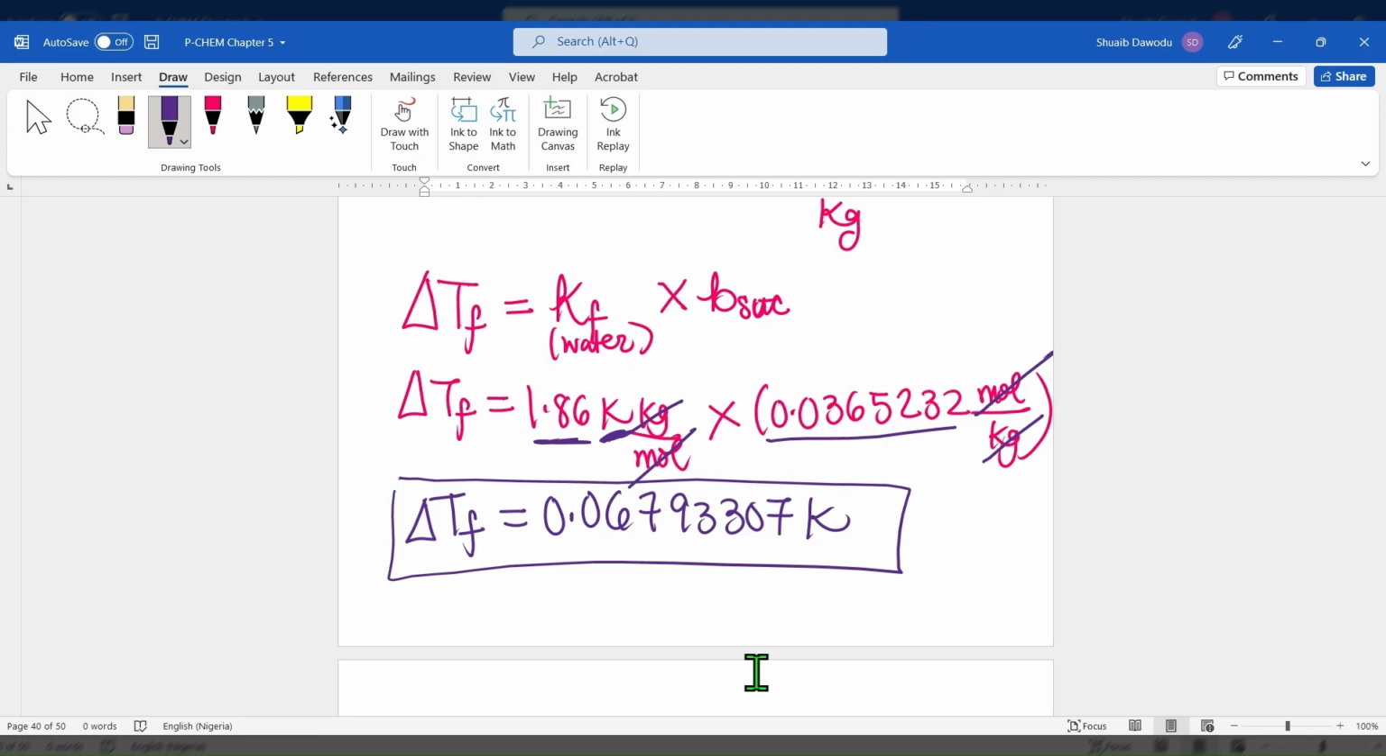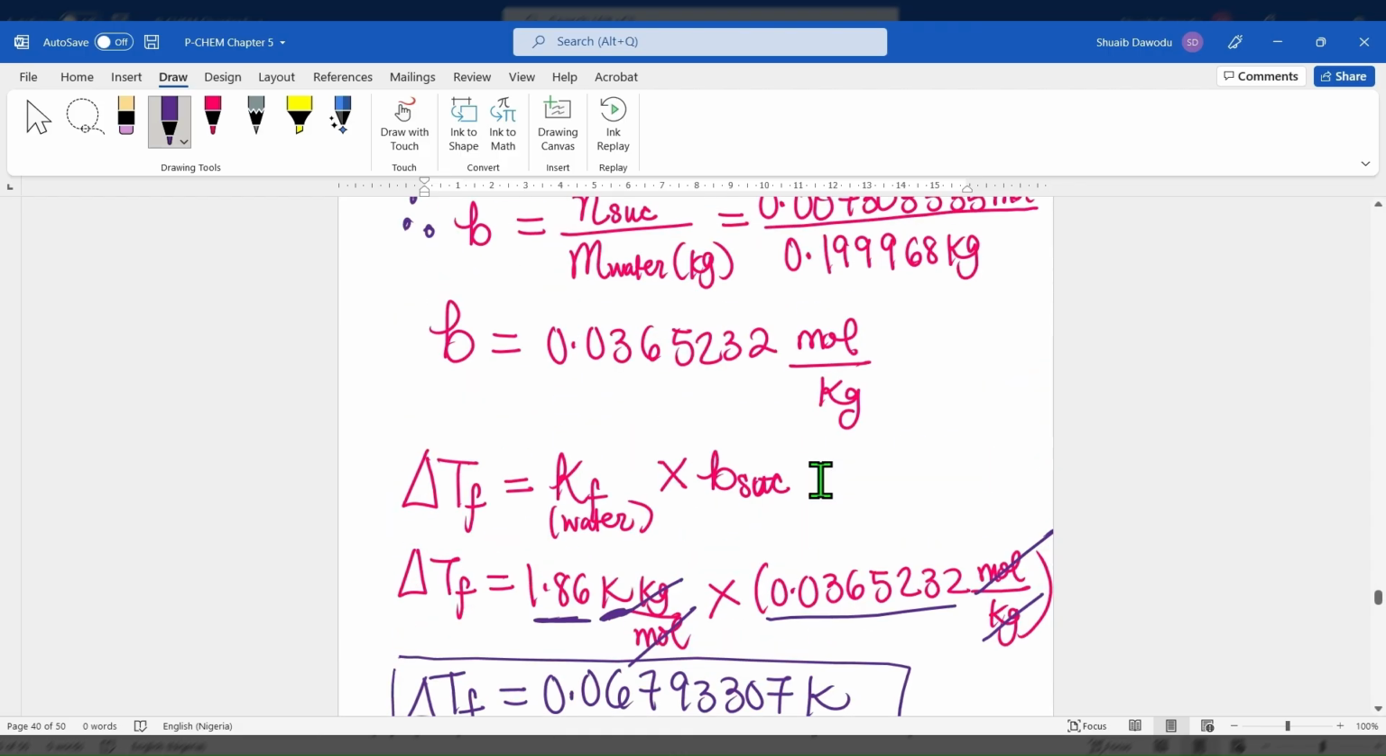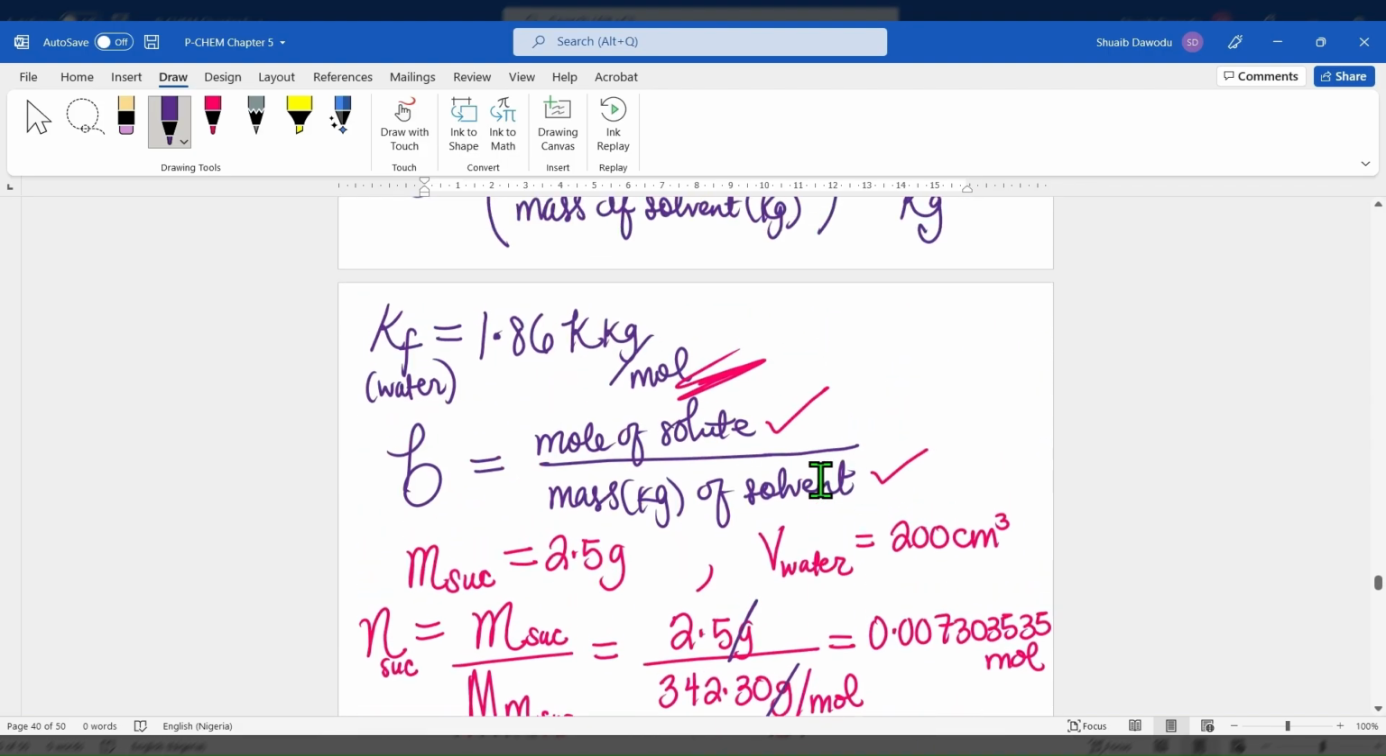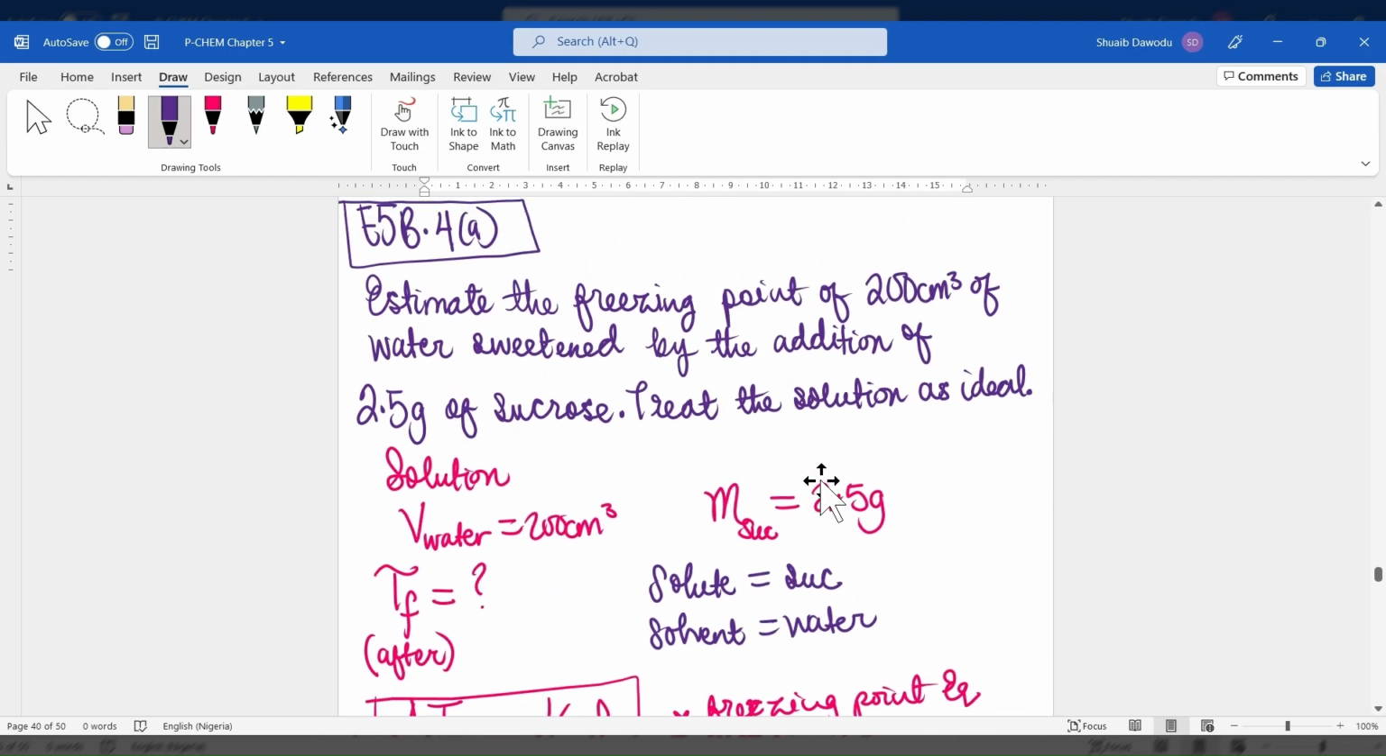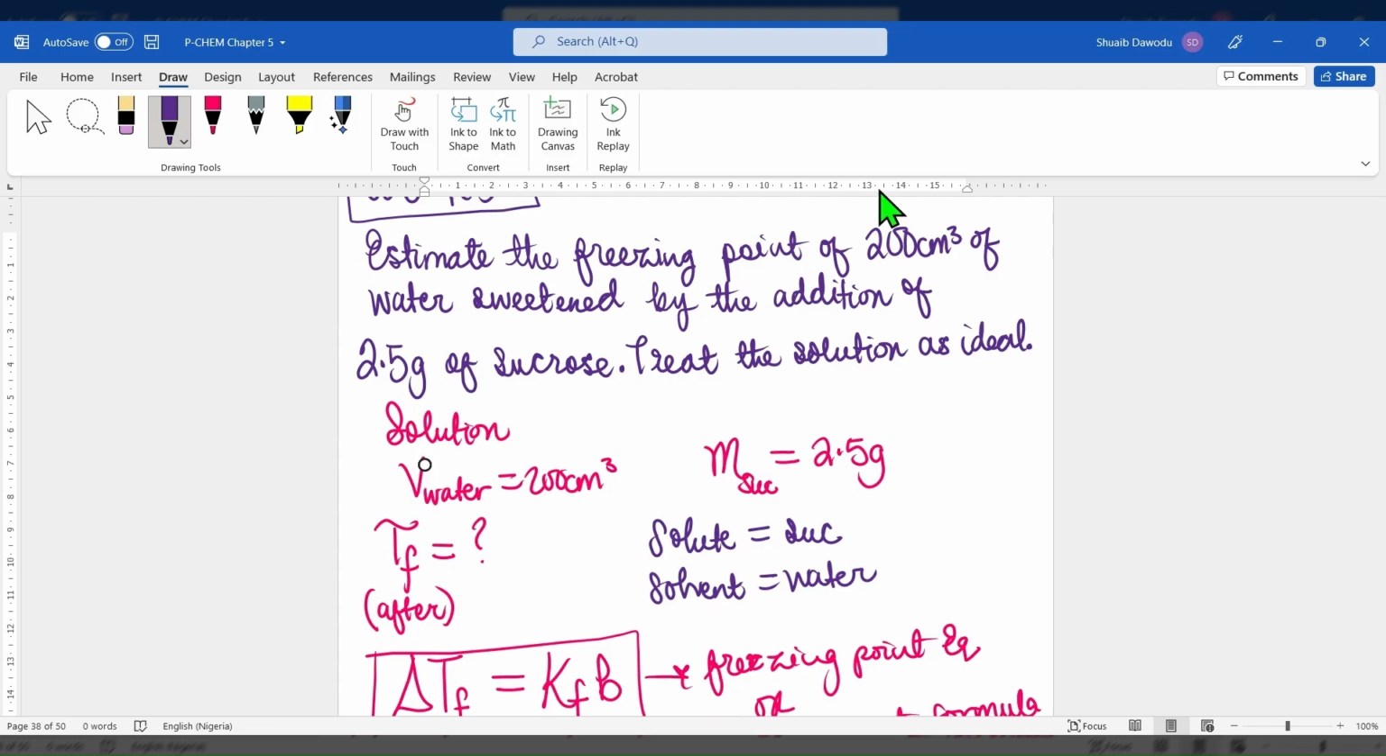So those of you who are already used to the freezing point equation, you would understand this a lot better, or understand my reasons why. But I will try to put everybody on the same page. Remember, the question is asking us for the freezing point of 200 centimeter cube of water sweetened by the addition of 2.5 gram of sucrose. So what we're actually supposed to determine is the freezing point temperature after mixing has occurred.